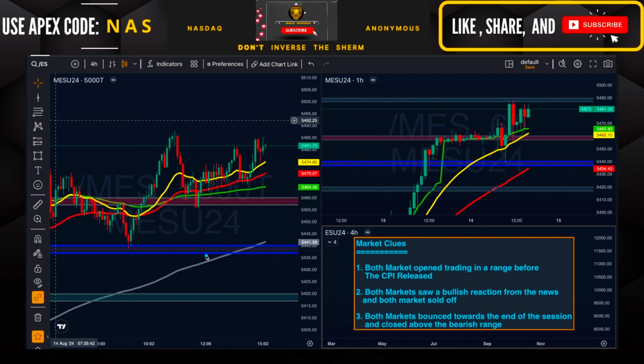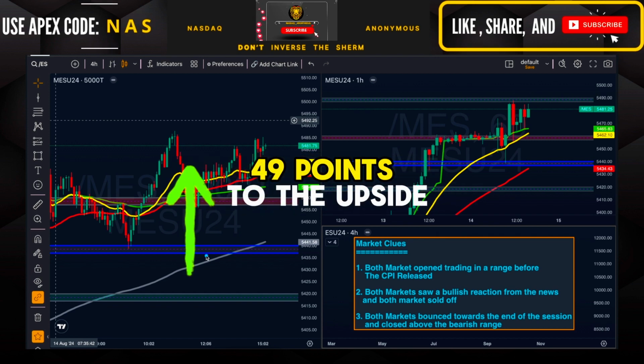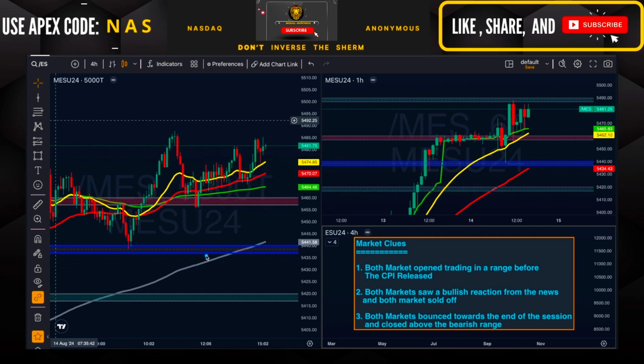And as the bears failed to rotate price lower, the bulls found support in a range that we also discussed in last night's NA meeting, rallying 49 points to the upside, where price sold off and traded in a bearish range. And just like the NQ, price did see a bounce towards the end of the session, and we did have a strong close above this range. And based on this price action, here's what I'm going to be looking for.